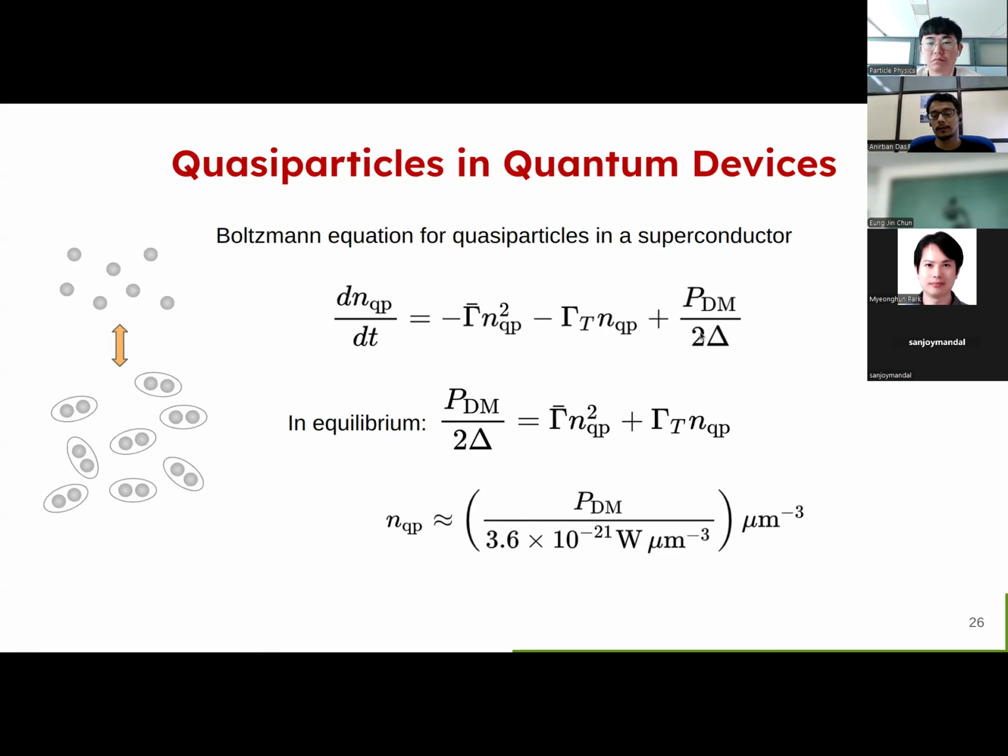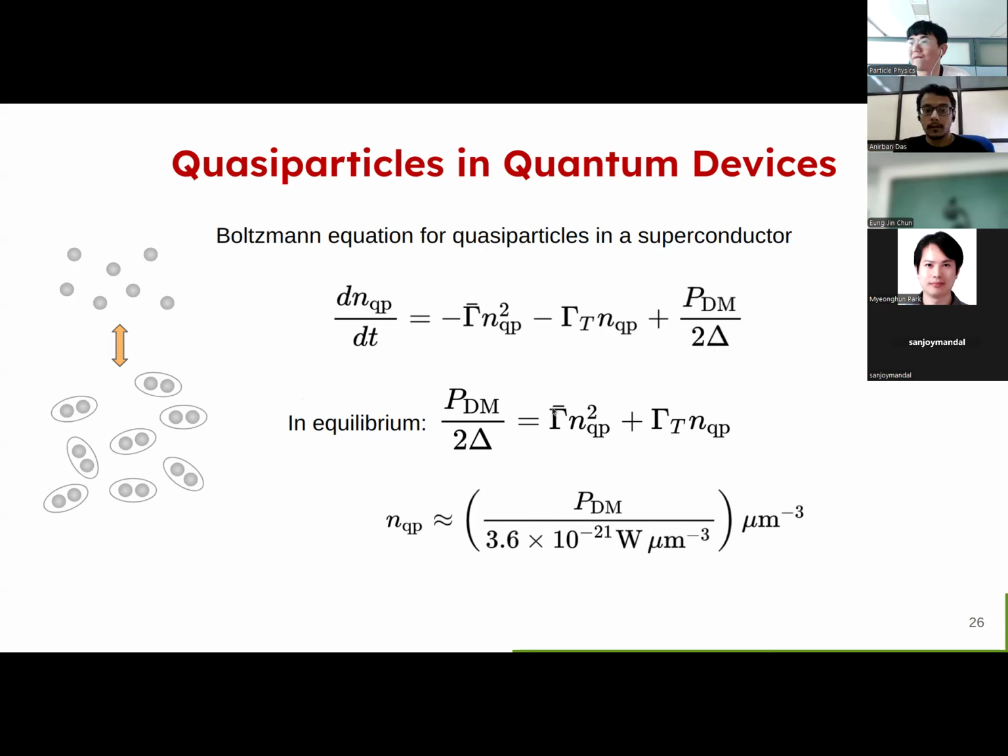So in our case, this could be the power injected by dark matter. And we divide this by these deltas. Delta is the energy required to break a Cooper pair. So that's the superconducting energy gap.